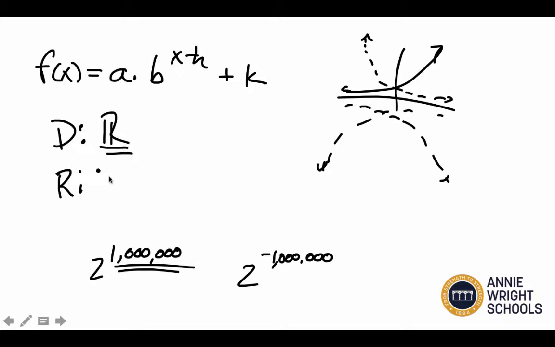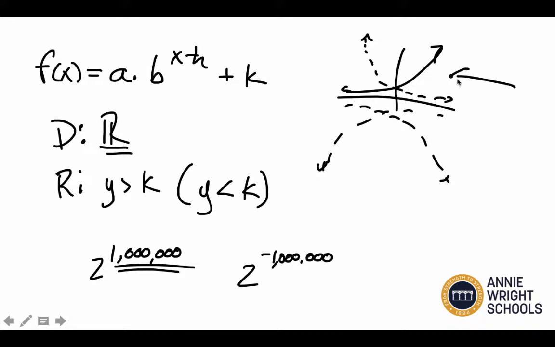The range is important. And the range, depending on the a value, is that y is bigger than k, or it could be that y is less than k. So in these four examples, if the top two you have y is bigger than 0, and in the bottom two you have y is less than 0.